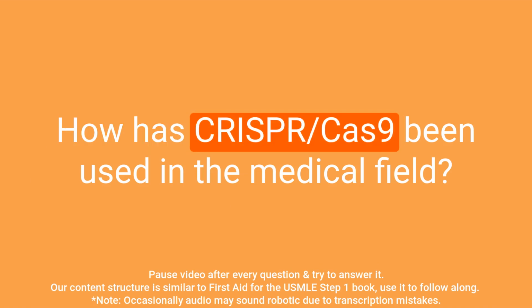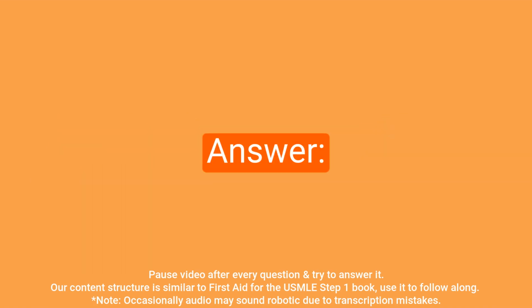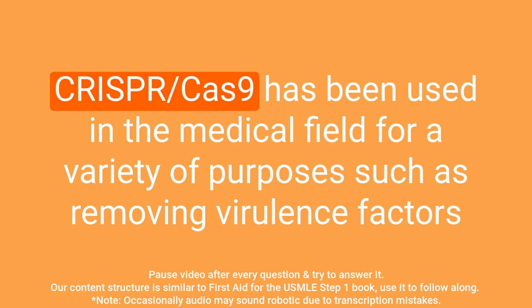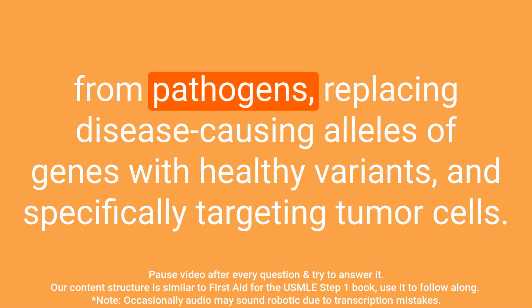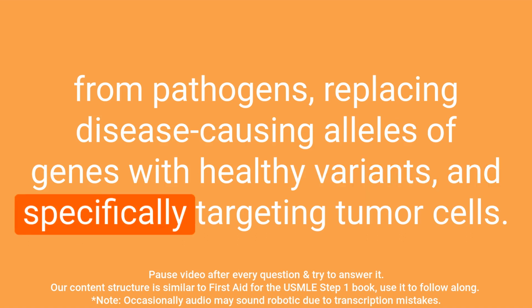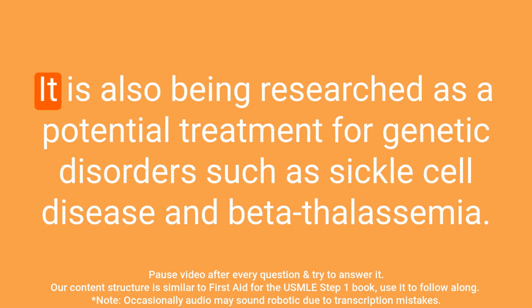Question: How has CRISPR divided by Cas9 been used in the medical field? Answer: CRISPR divided by Cas9 has been used in the medical field for a variety of purposes, such as removing virulence factors from pathogens, replacing disease-causing alleles of genes with healthy variants, and specifically targeting tumor cells. It is also being researched as a potential treatment for genetic disorders such as sickle cell disease and beta thalassemia.